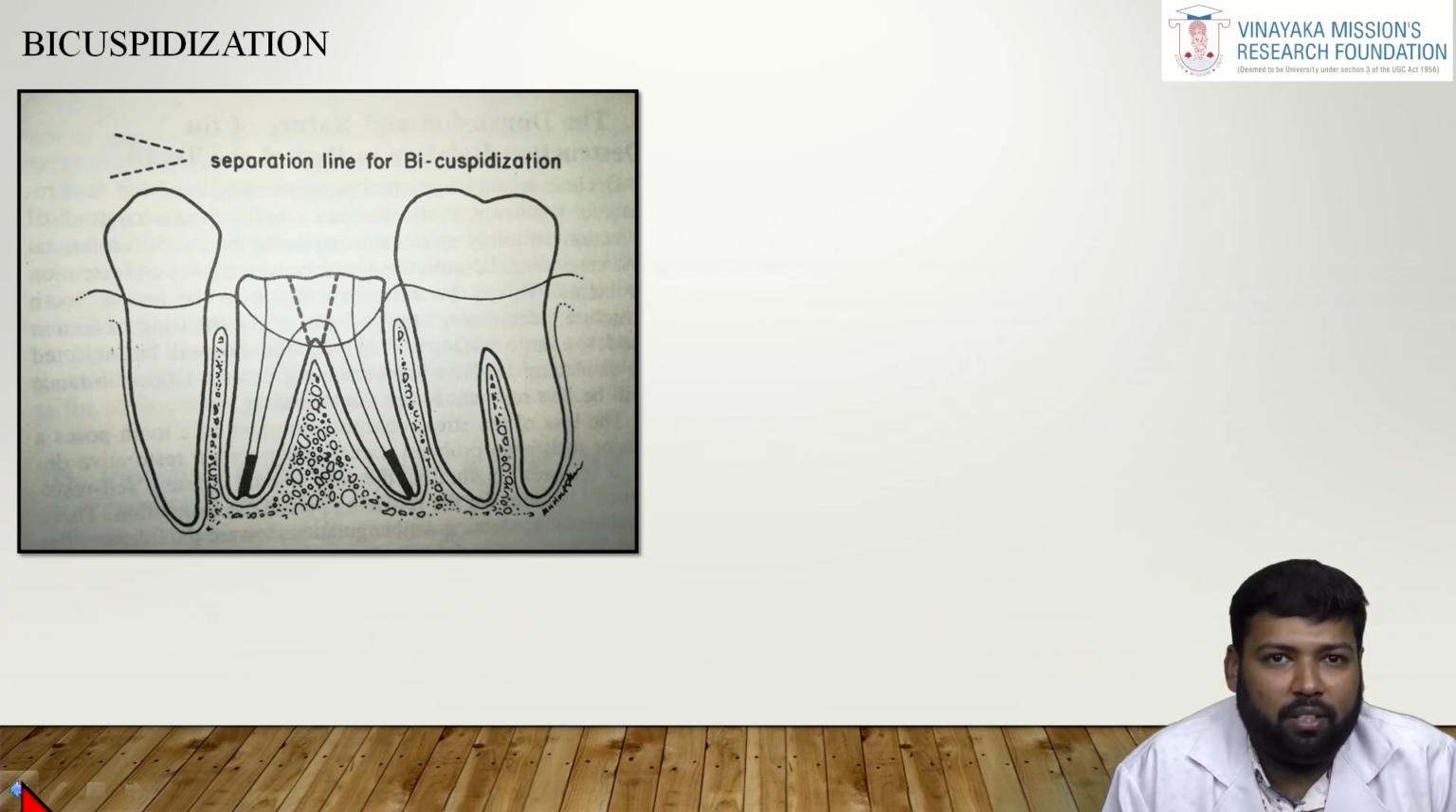Next is bicuspidization. Bicuspidization is when a molar is badly mutilated, it can be managed by removing the badly mutilated cusp. The other part of the tooth along with the root can be saved. Then the badly mutilated tooth can be managed.